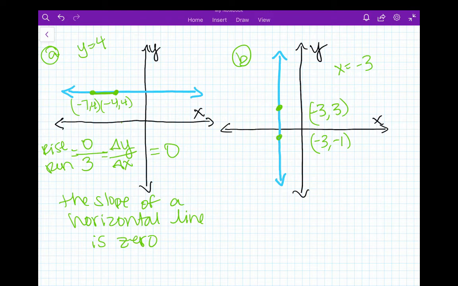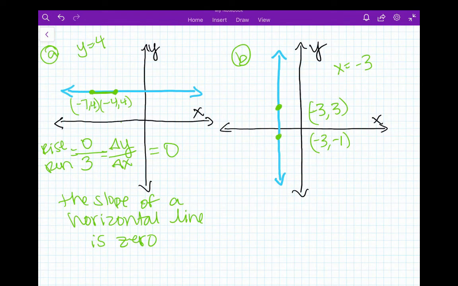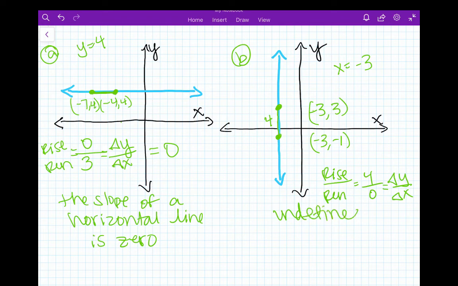Now I'm going to do the rise and the run. From here up there is 1, 2, 3, 4. My rise is 4. My run is 0. I do not have to move left or right to get from one point to the next. So my run is 0. In other words, there is no change in x. I mentioned the x value is the same. 4 divided by 0 is undefined. You cannot divide 4 things into 0 groups. That is undefined. So the slope of a vertical line is always undefined.